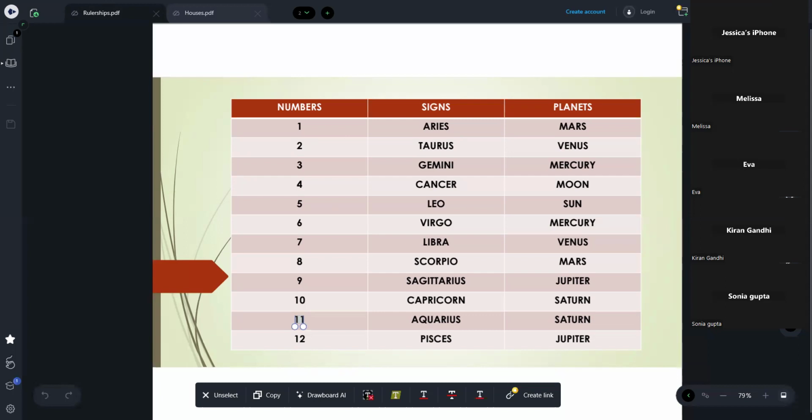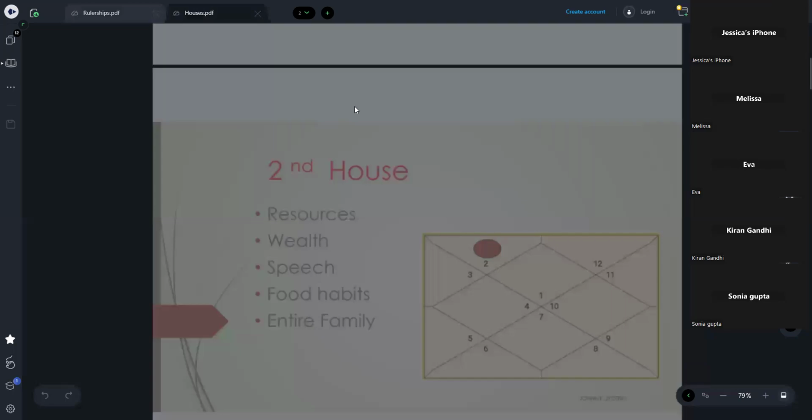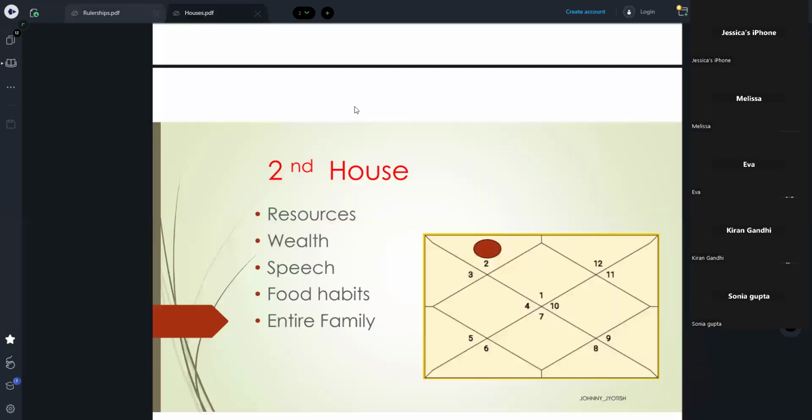Okay. So back to the houses. The second house in this person's chart, if this was a person's chart, tells me that this person has Taurus. It's going to go in this order. If you have 11 here, this is automatically going to be 12. And after 12, you're going to start from 1, 2, 3, 4, and so on.